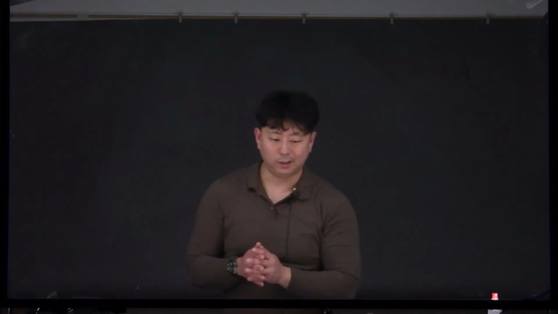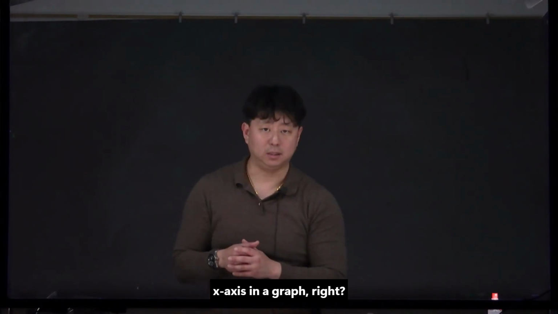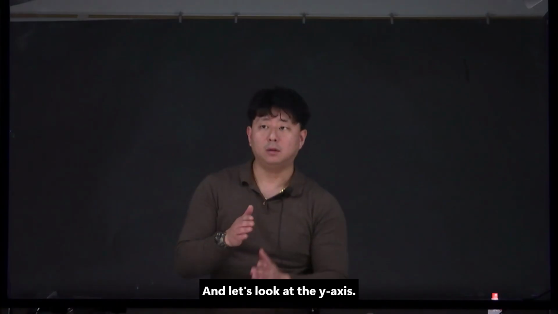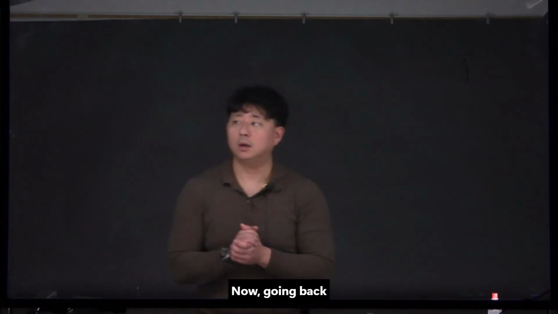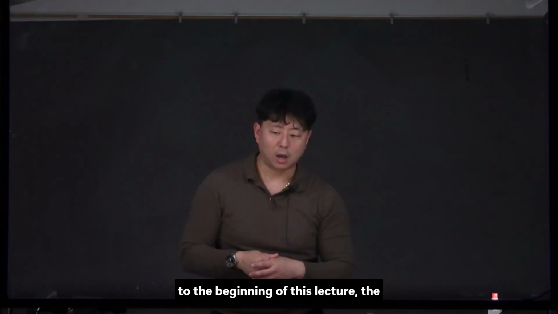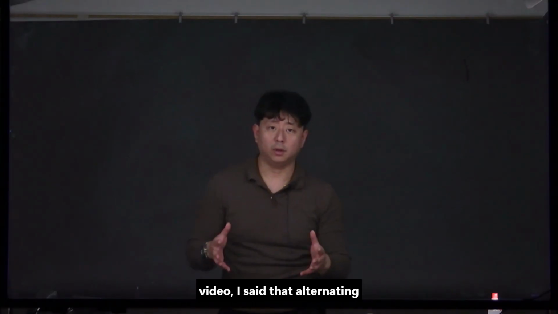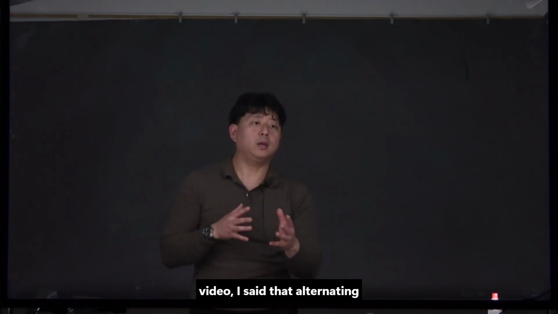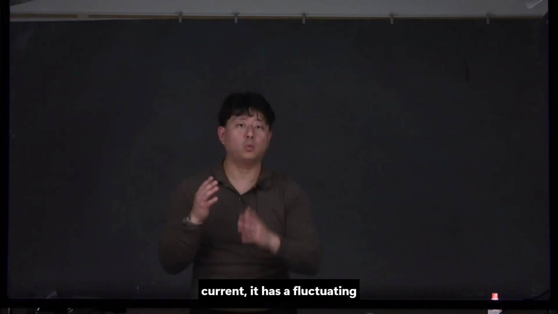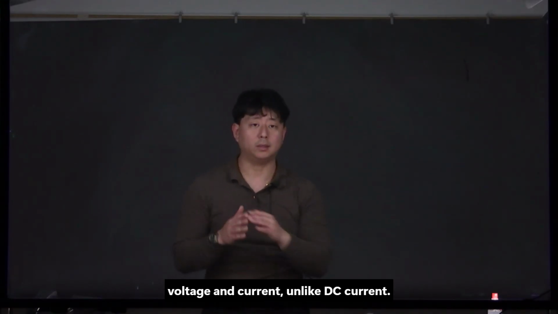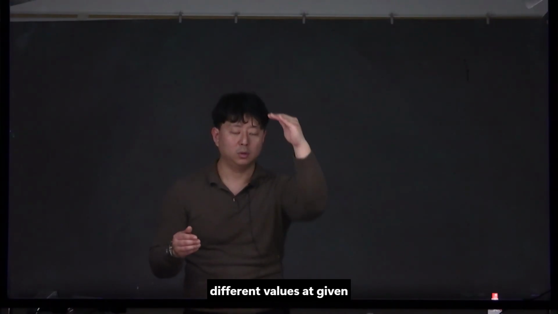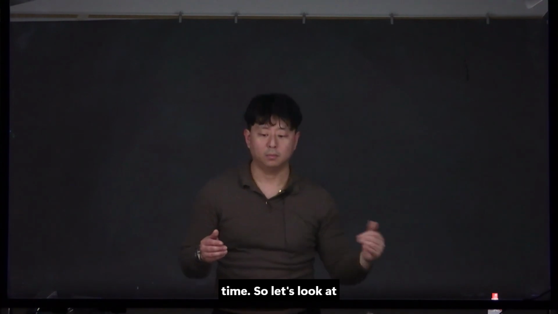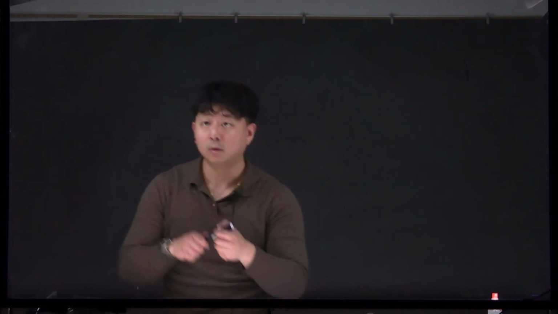We've looked at the x-axis in the graph, right? And let's look at the y-axis. The y-axis represents the voltage. Now, going back to the beginning of this lecture, I said that alternating current has a fluctuating voltage and current, unlike DC current, which means I'm going to have different values at a given time. So let's look at it.